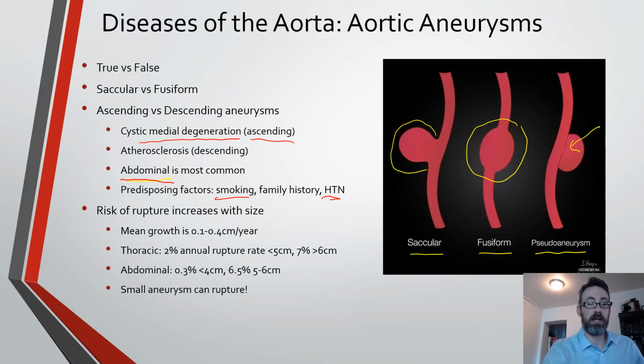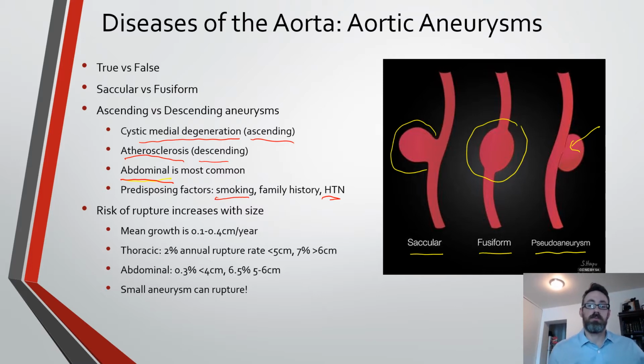Atherosclerosis, on the other hand, is probably one of the more common causes. This is something I went into in more detail in the ischemic lecture. With atherosclerosis, you can get weakening of the endothelium and weakening of the blood vessel wall over time. This is very common in the descending thoracic as well as the abdominal aorta.